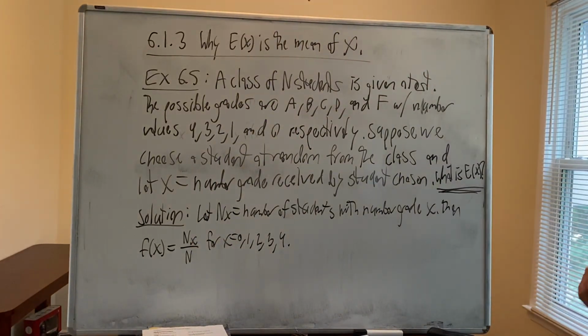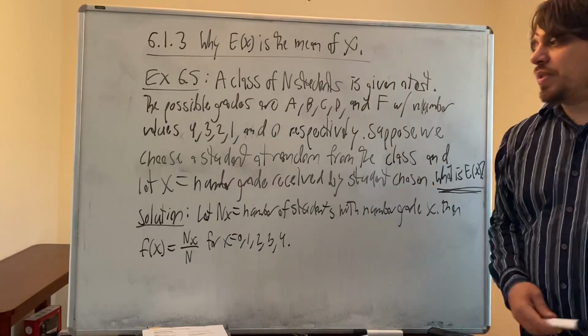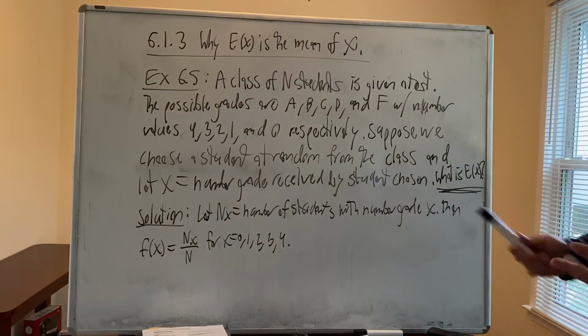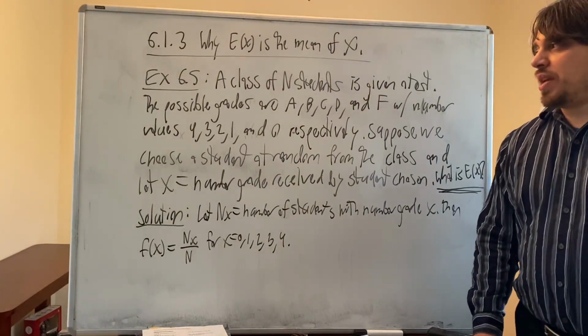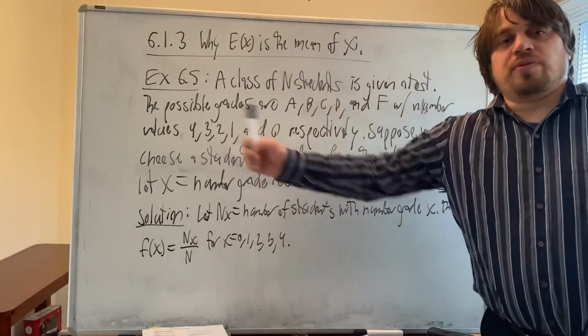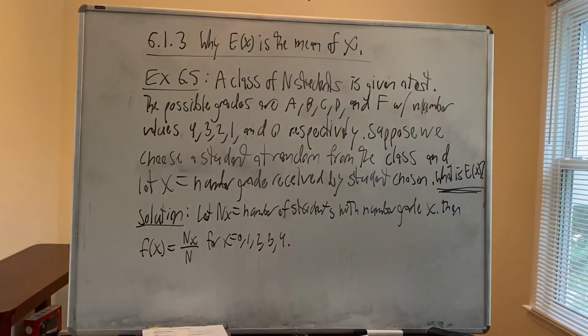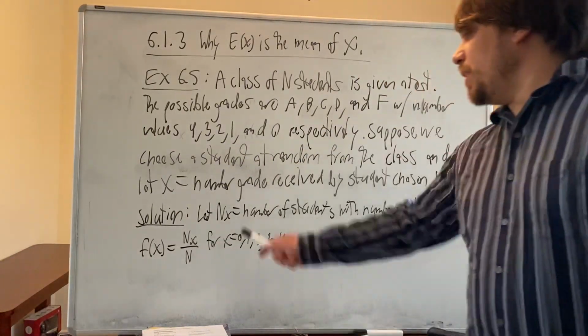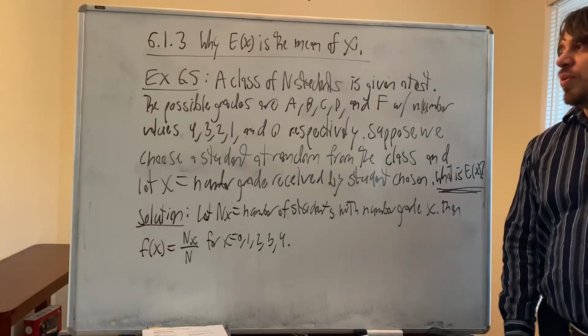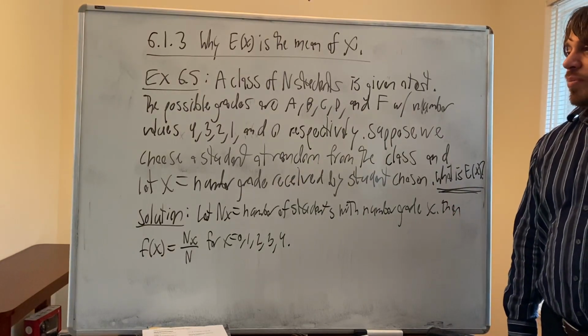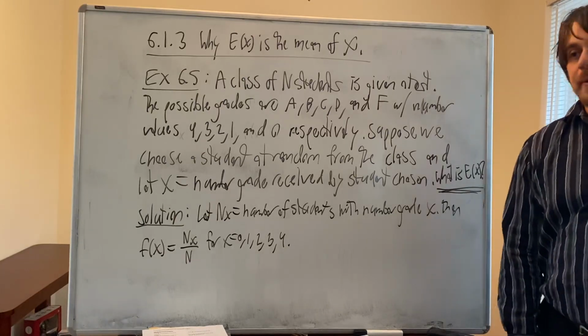Okay, so what does that mean? Capital N sub x is the number of students with a number grade of little x, right? So if you have a class of capital N students, and you want to ask how many students got an A, that would be the same as asking how many students got a number grade of 4. So capital N sub 4 is the number of students who got a number grade of 4, or the number of students who got an A.